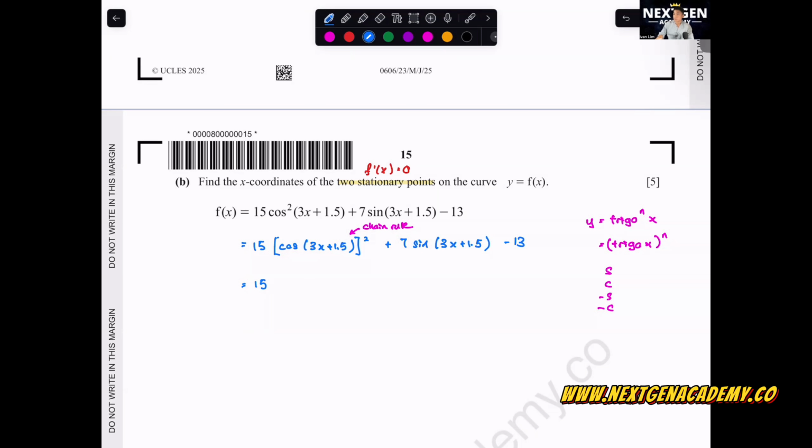Wait, hold on a minute. How come I didn't change this one? Okay, wait. Let me see the other method. We can do this method. So 15 times 2 cos 3x plus 1.5, plus 1.5, then multiply by, sorry, negative sine times negative sine, times 3. Sine will become cos, plus 7 cos 3x plus 1.5 times 3.